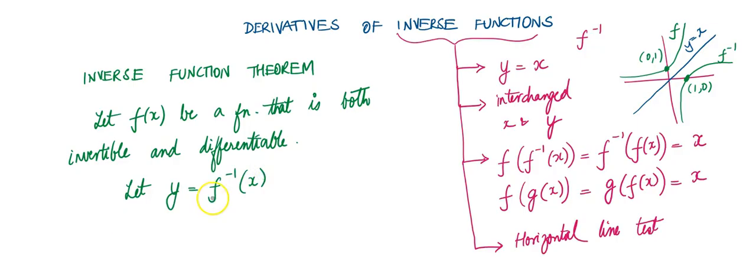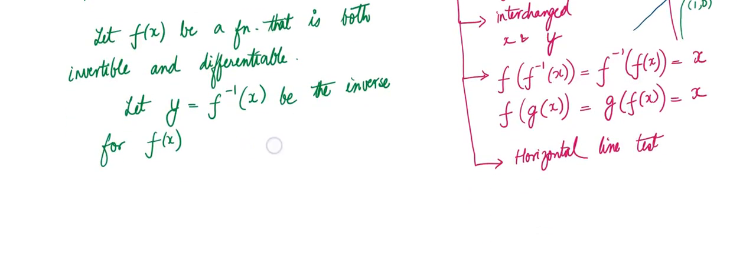Okay, and let this be the inverse for f of x. This is where we define what we're going to call the inverse to be. So I said let y be equal to f inverse of x. If you did not want to use the inverse notation, you could call it g. So you can say let g of x be the inverse for f of x. That will set the record right.